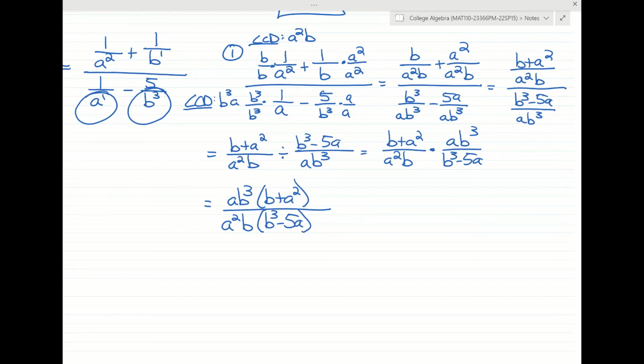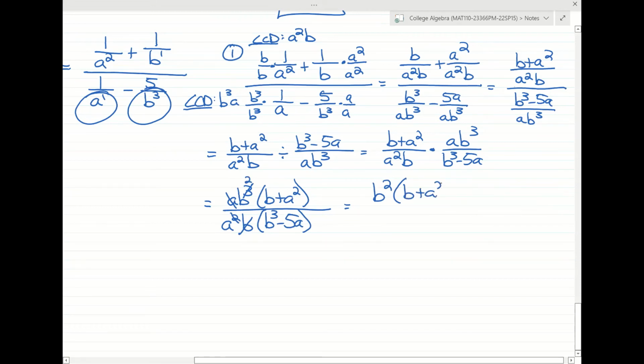You see anything that cancels? Yeah, one of these cancels with one of these, one of these cancels with one of these. So it looks like we're just left with b to the second times b plus a squared divided by a times b to the third minus 5a. There's nothing else we could do to cancel that.